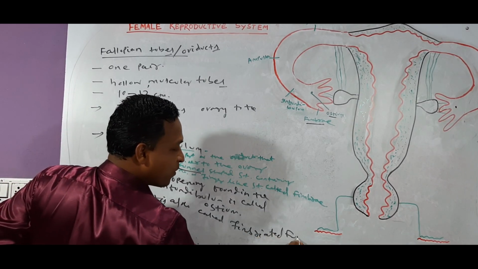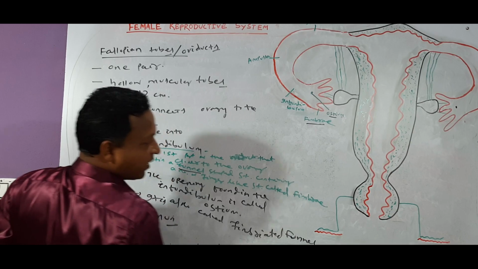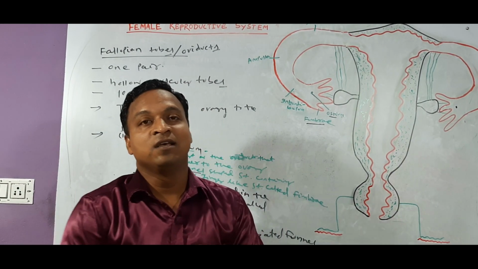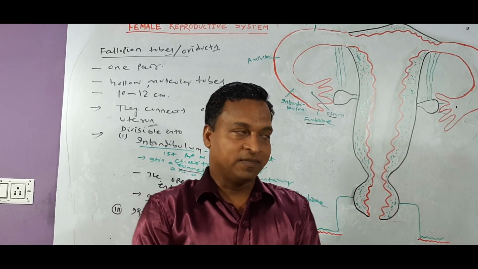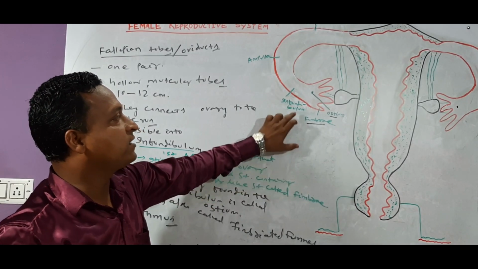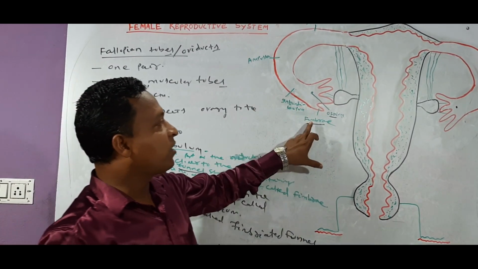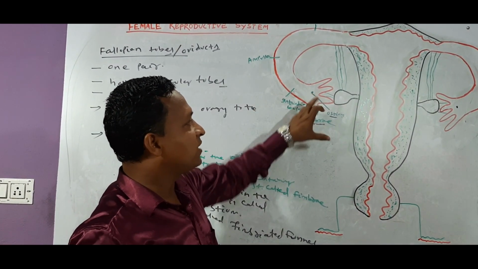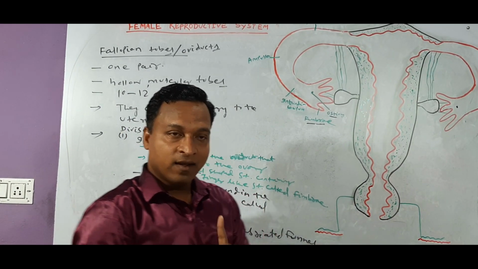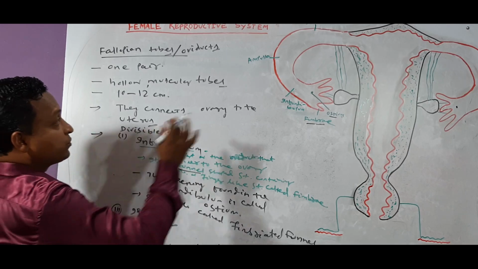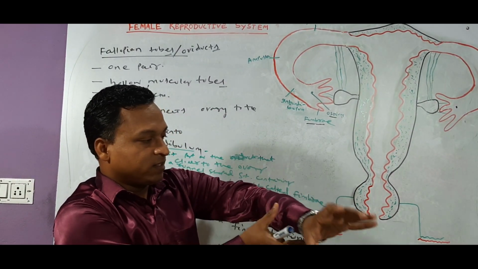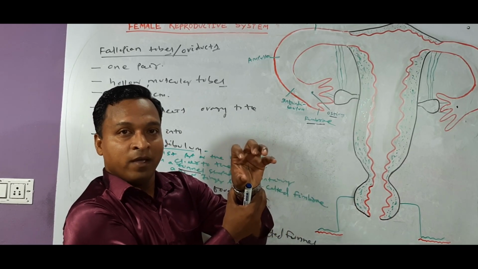fimbriated funnel. One question is always asked in council exams as well as other examinations: which one is known as the fimbriated funnel? The answer is infundibulum, because it contains fimbriae as well as it is a funnel-shaped structure. Now the second part, that is ampulla.